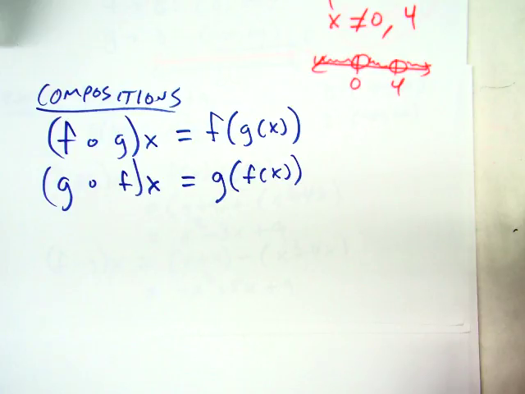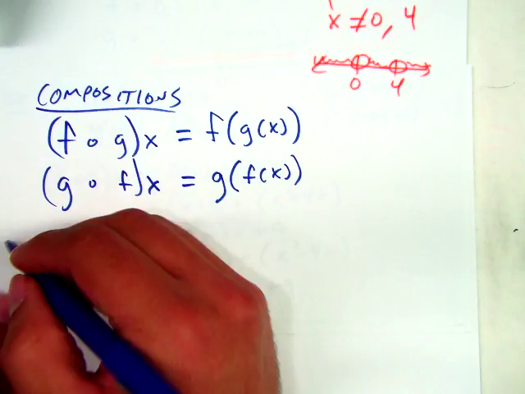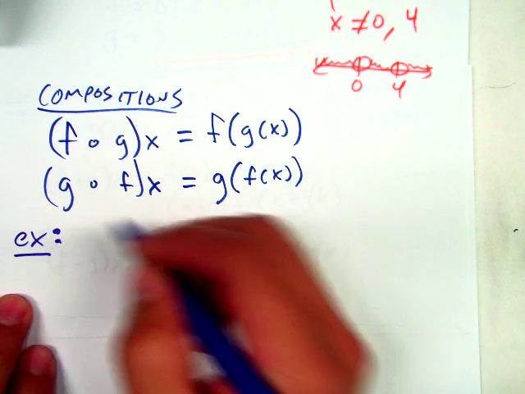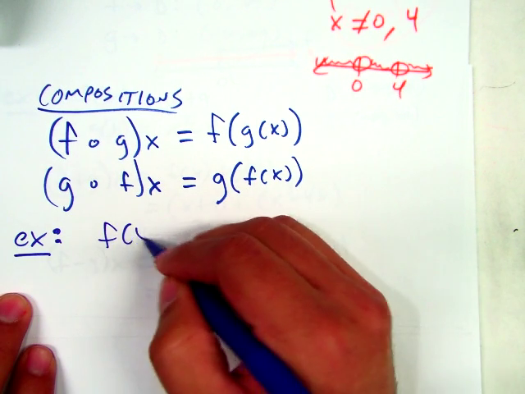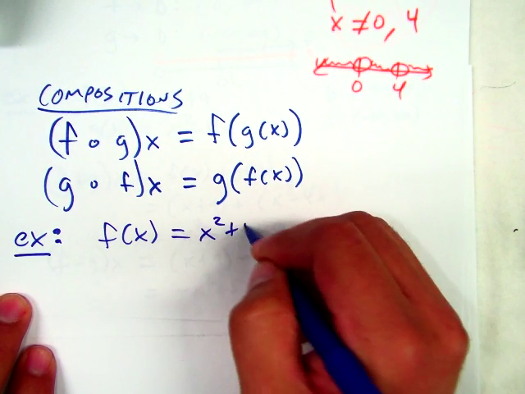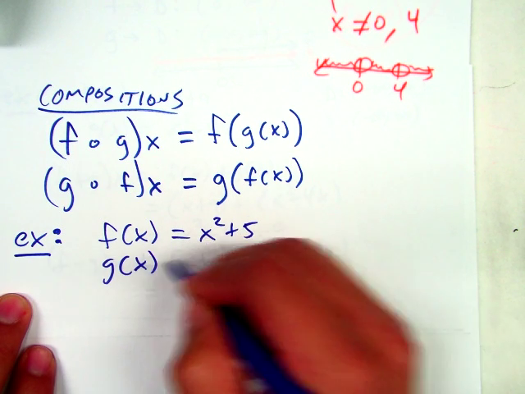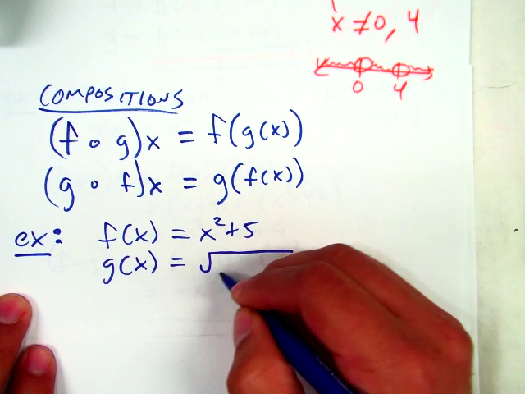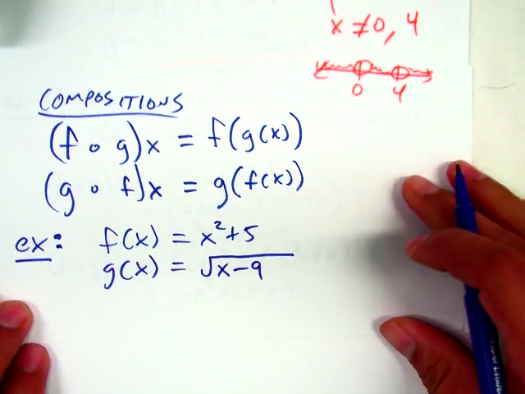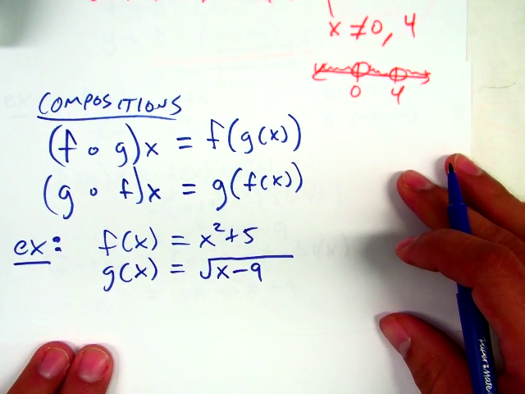And if you have your calculators handy, take them out for one of these problems, because I want to make a big point of one of the domains here. Okay. So let's do an example. Let's start with f of x equals x squared plus 5, and g of x equals the square root of x minus 9.